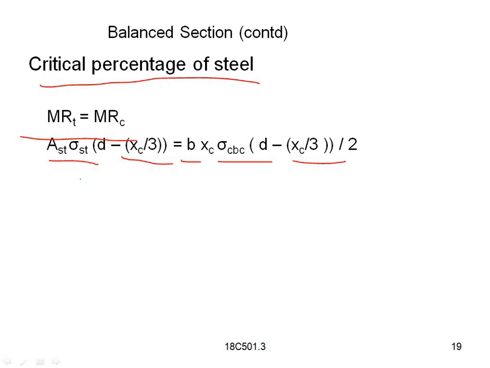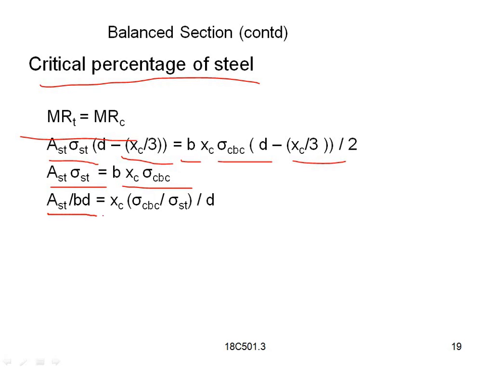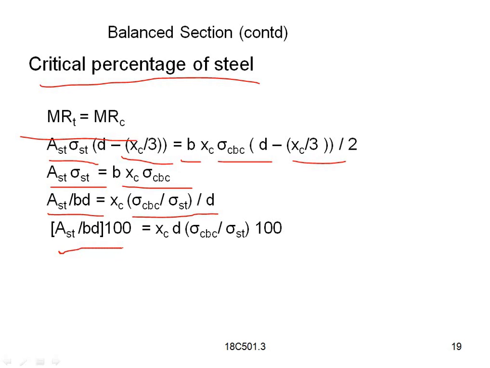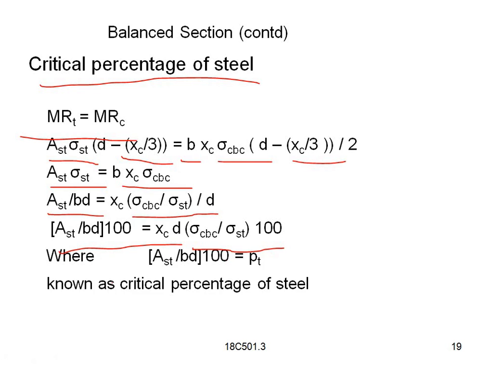So the formula we have to remember. Therefore, AST sigma ST is equal to B into XC by 2 sigma CBC. AST by BD is equal to XC by D into sigma CBC by sigma ST. AST by BD into 100 is equal to XC by D into sigma CBC by sigma ST into 100, whereas AST by BD into 100 is defined as PT. It is known as the critical percentage of steel.